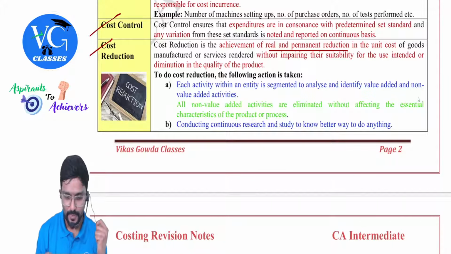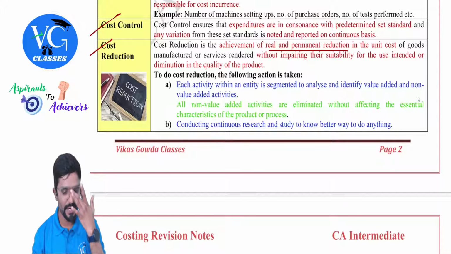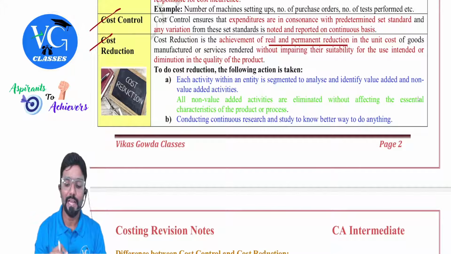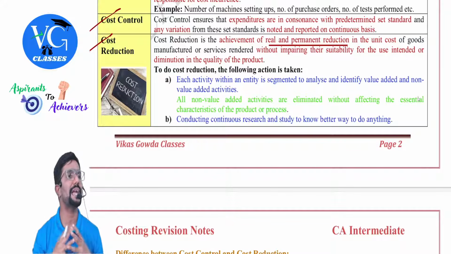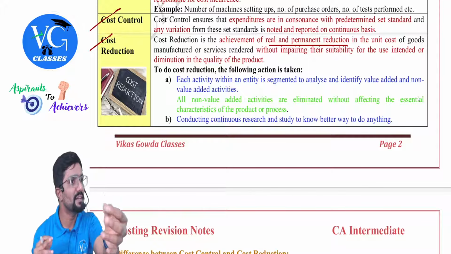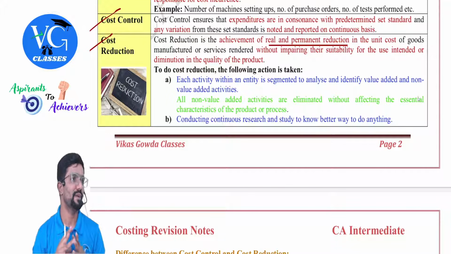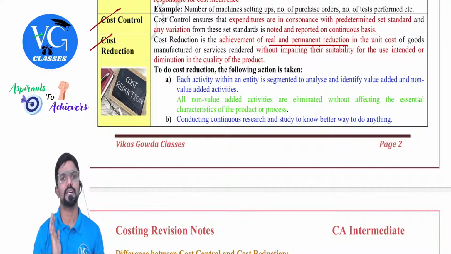Yes, sir. To do cost reduction, the following actions can be taken. What are those? Each activity within an entity is segmented to analyze and identify value added and non-value added activities. First, identify what are all the different activities which are happening within the organization. And within the organization, there will be few activities for which you are spending the money, but they are not adding any value to you. They are not adding any value to you. So try to eliminate them. Or if not possible to eliminate, at least reduce it so that your cost will come down.